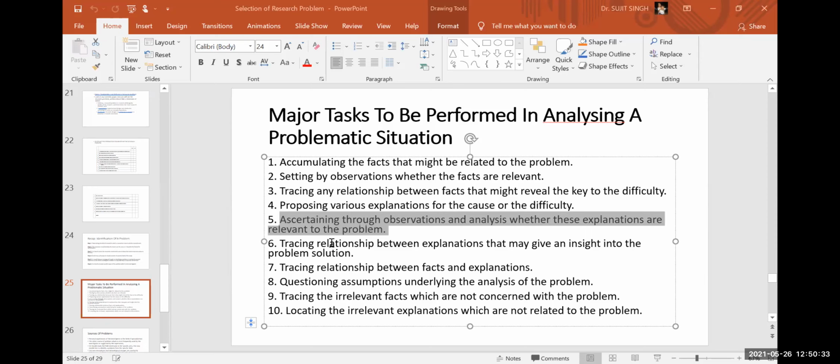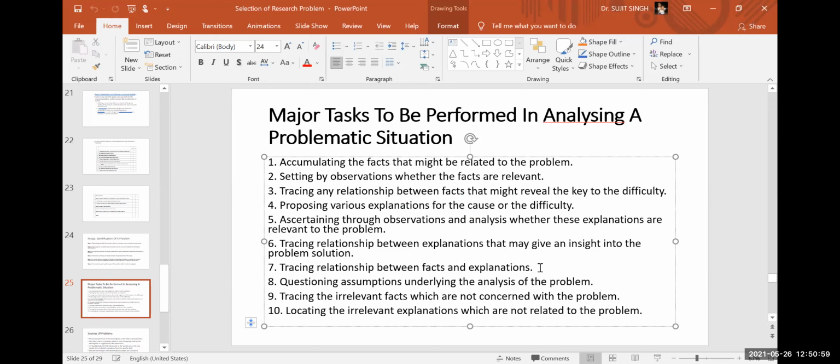Tracing the relationship between the explanation. What are the causes and what is the problem? There is some relationship you have already developed based upon your observation analysis. And that gives some idea, some insight to you, what may be the possible solution. Tracing relationship between the facts and explanation.